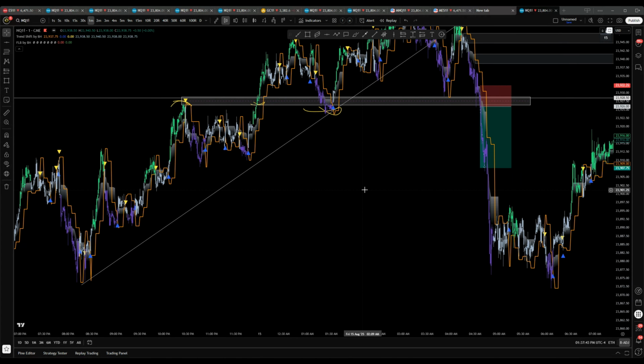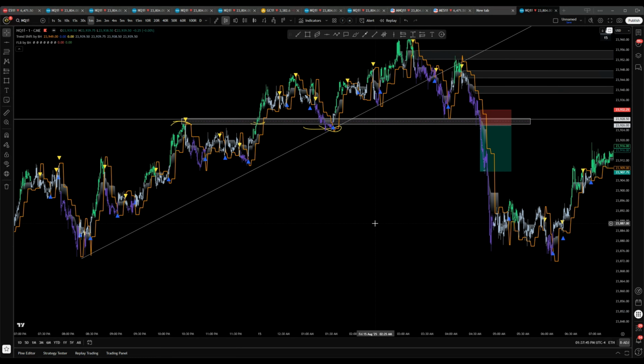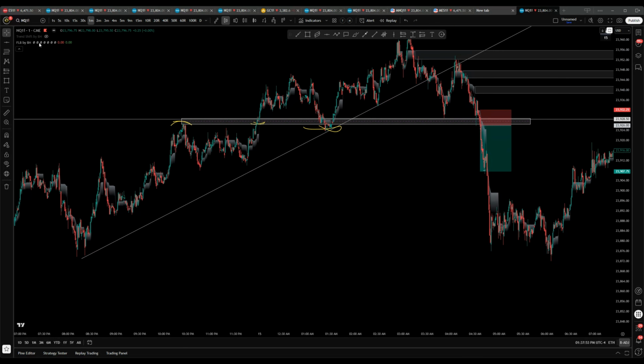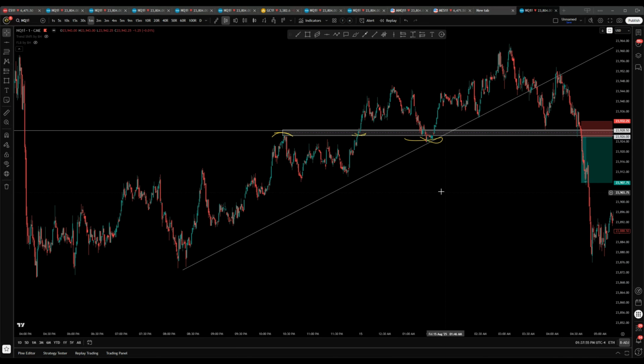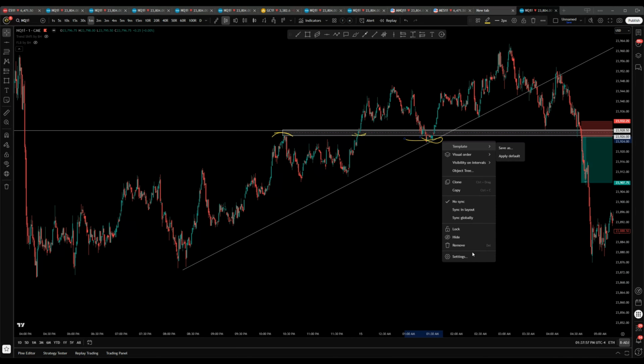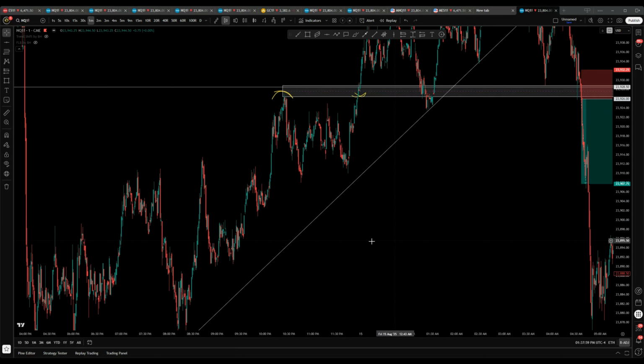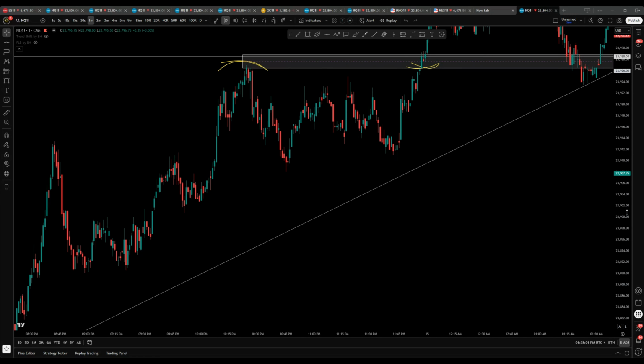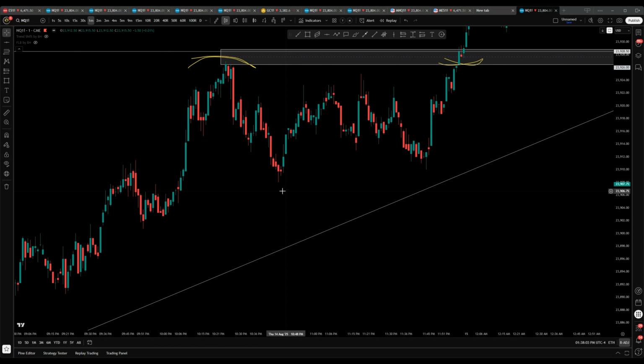And then what do you do? Well, you're going to target 80 points, 100 points, or you can target liquidity. Now, how do you target the liquidity? First of all, let me show you something. Let me show you how to find it, because everybody's like, just target the lows. No, don't just target the lows.